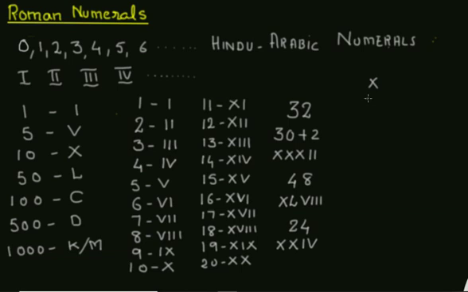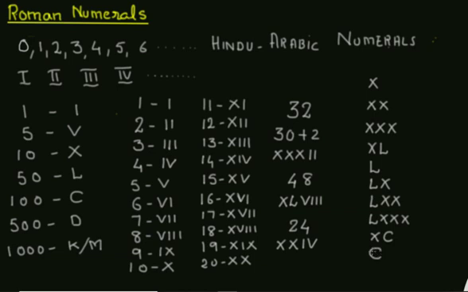So let's write the multiples of 10 now. 10. 10 plus 10, 20. 30. 40 would be 10 followed by 50, 50 minus 10, 40. 50. 60 would be 50 plus 10, 60. 70, 50, 60 plus 10, 70. 80 would be 50, 60, 70, 80. 90 would be 10 followed by 100, 100 minus 10, 90. And finally, you have the 100.